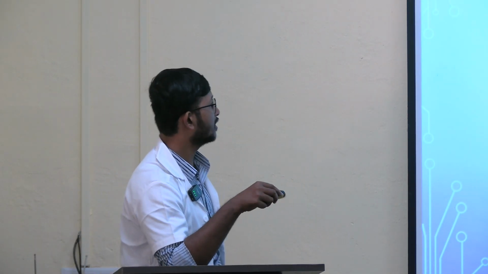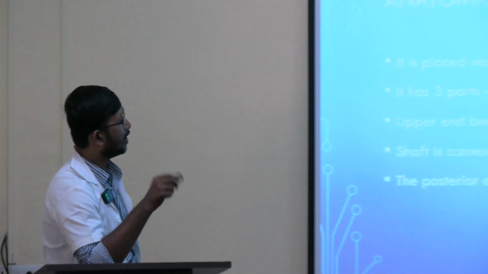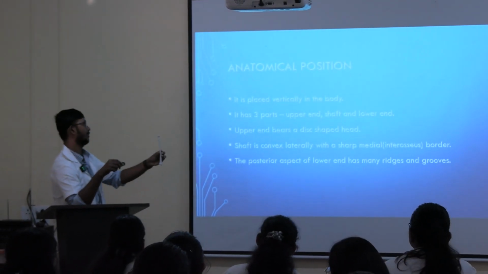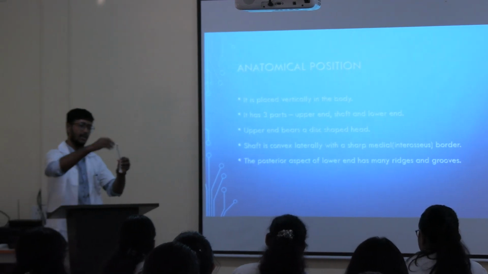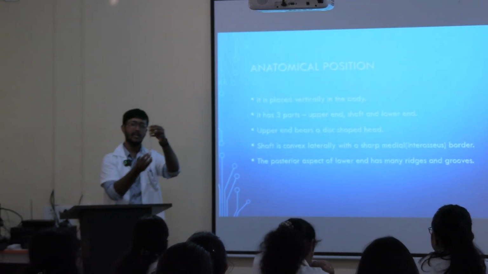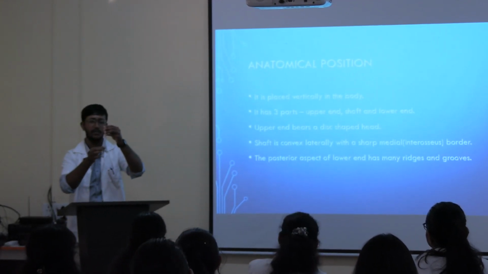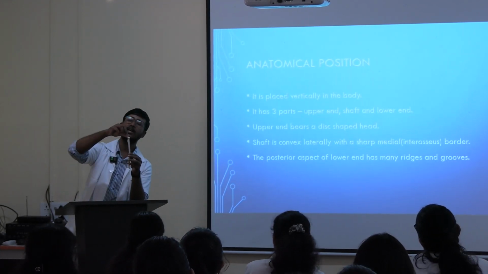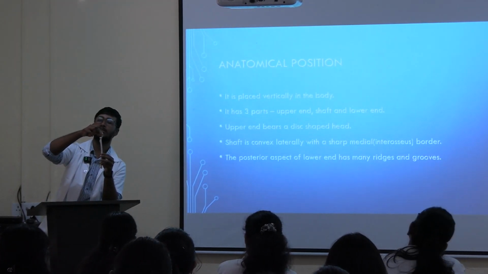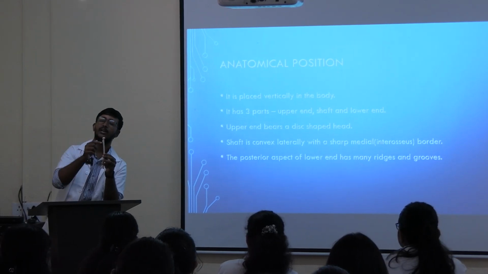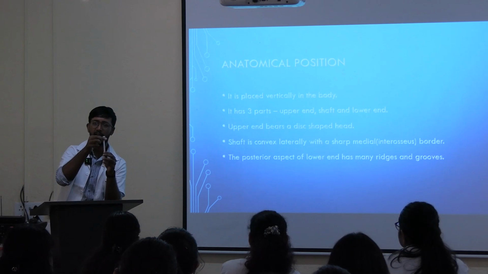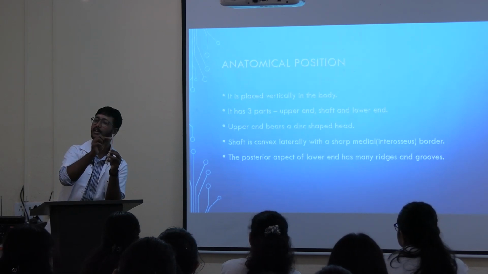Now coming to side determination, I have told you. Now anatomical position. It is placed vertically in the body. This is vertical. It has three parts: the upper end, the lower end, and this part is the shaft. Now the upper end has three parts. This disc-shaped structure is known as the head. This constricted part below the head is the neck. And this is the radial tuberosity.